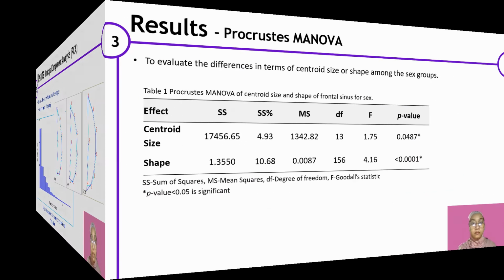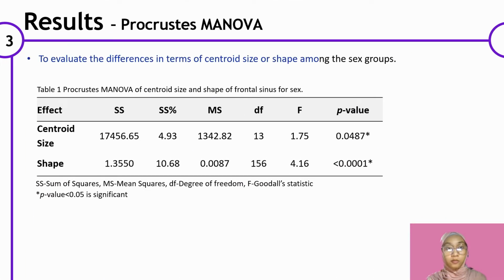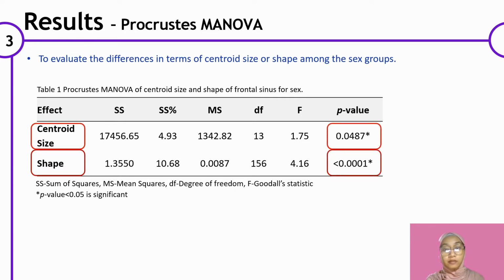of the frontal sinus. Procrustes ANOVA was performed to evaluate the differences in terms of centroid size and shape of the frontal sinus among the sex groups. So from the table below, we can see that there is a significant difference in terms of centroid size and shape of the frontal sinus between the male and female sex groups.